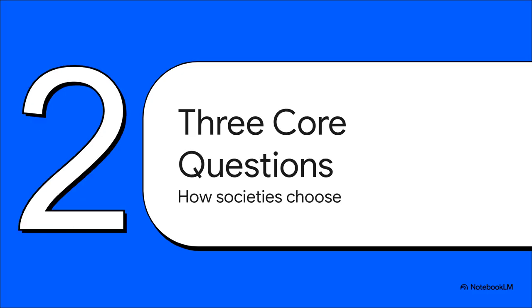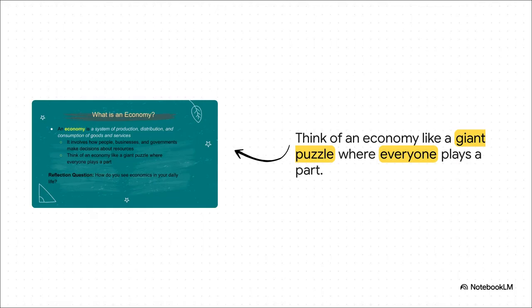Okay, so if scarcity is the problem for everyone, everywhere, how do we solve it on a huge scale? Every society in history, from ancient tribes to modern superpowers, has had to come up with some kind of system for making these massive collective choices. So what is an economy, anyway? At its heart, it's a system for making and handing out goods and services.